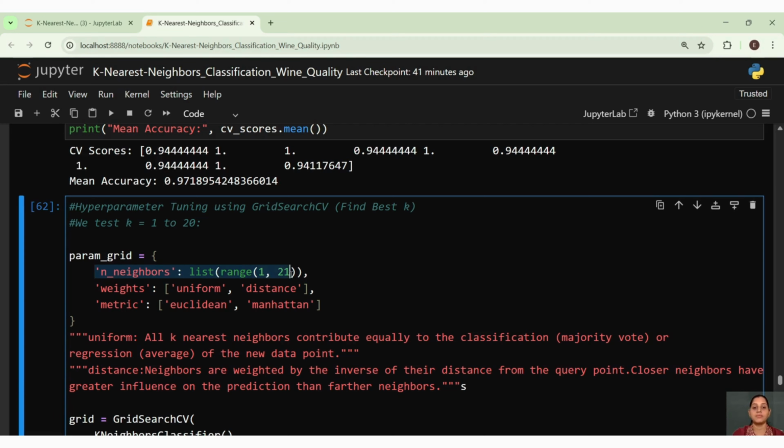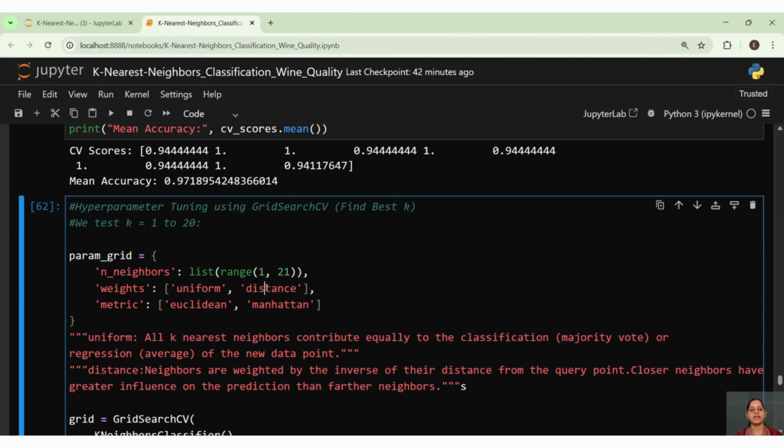So my first one, what is going to be x? It's going to be my k value, right? That means my n_neighbors. So here I am taking a list between 1 to 20. That means I want to try 1 to 20 different k neighbors. Then I am telling my weights. What is weights? Weights I have already mentioned here. We have 2 types of weights, one uniform, one distance.